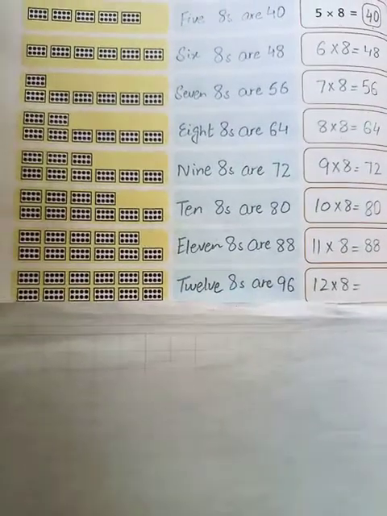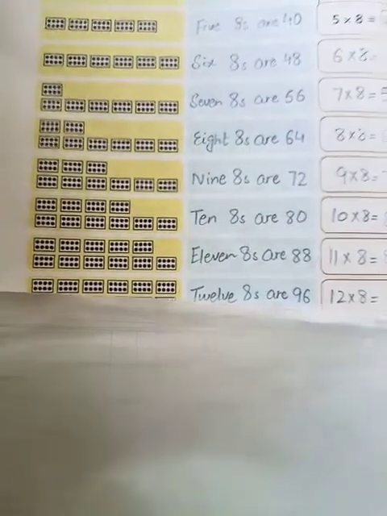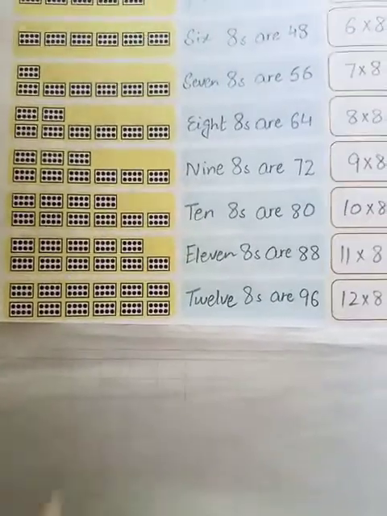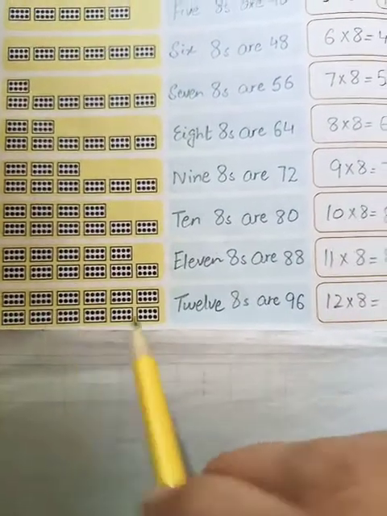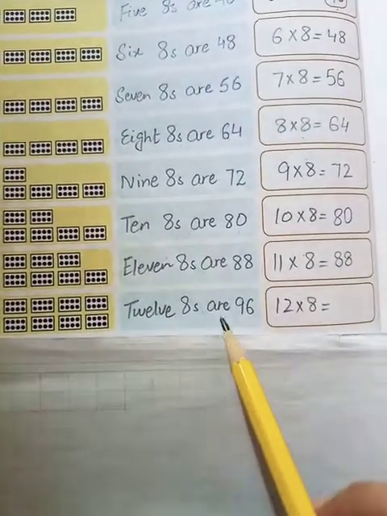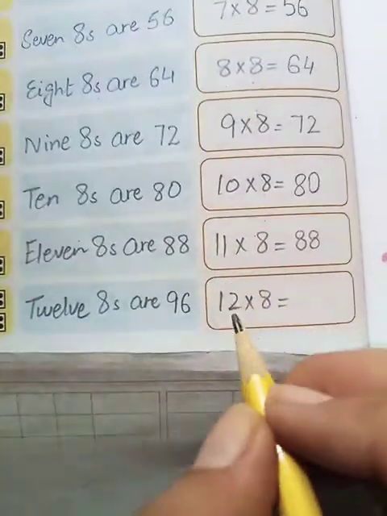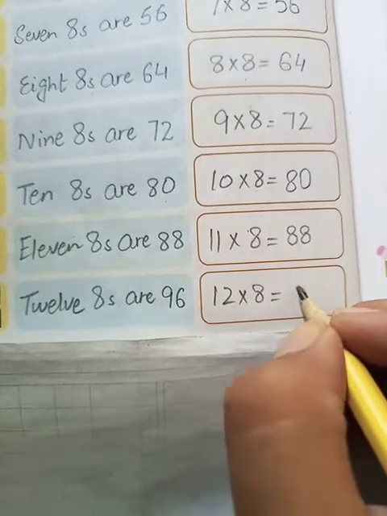In the next we have the 12 sets of 8 dots. Here we have the 12 sets, each one is having 8 dots. So 12 8s are 96. That can be written as 12 multiplied by 8 and answer is 96.